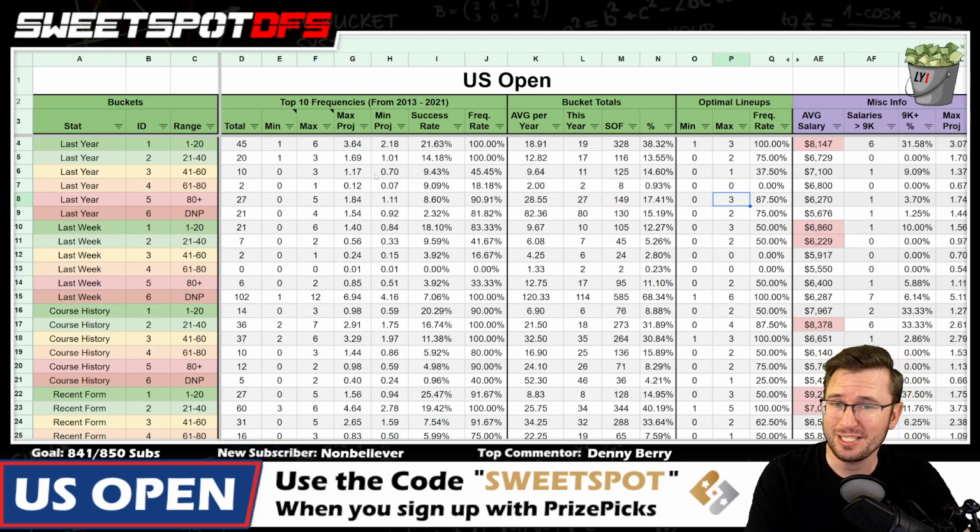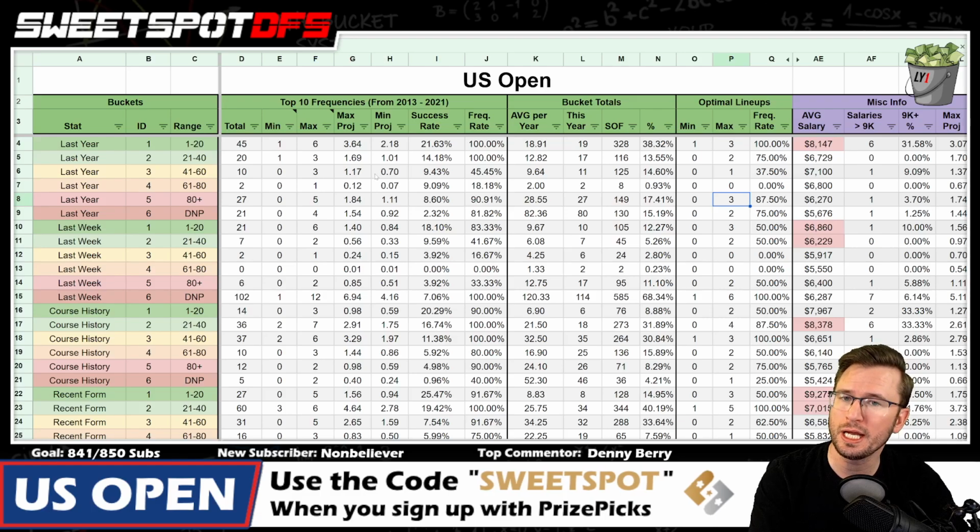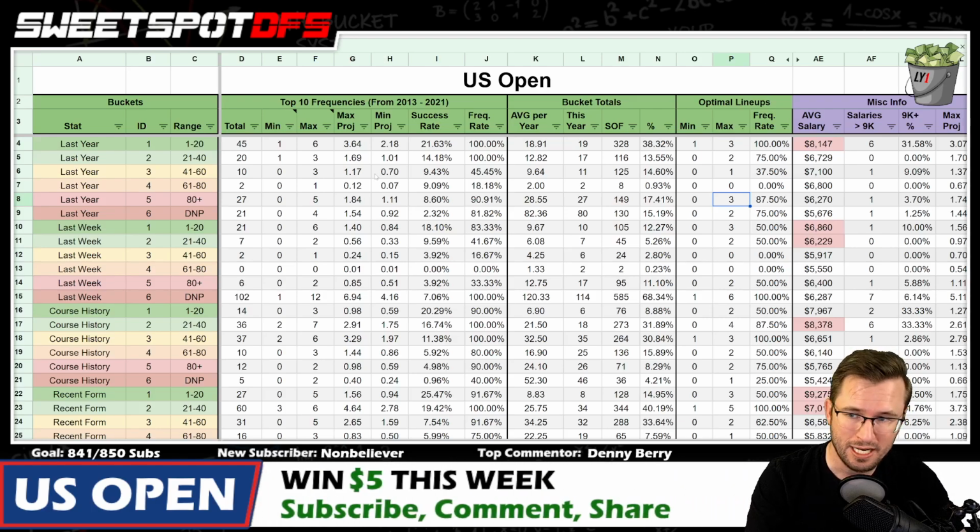The bucket system is a tool that analyzes every top 10 leaderboard of a specific event. And since we're talking about the US Open, the bucket system is only looking at US Opens, dating all the way back to 2013 and grabbing the most important stats for each of those golfers inside the top 10 of each US Open. So it's really focusing on the most important stats.